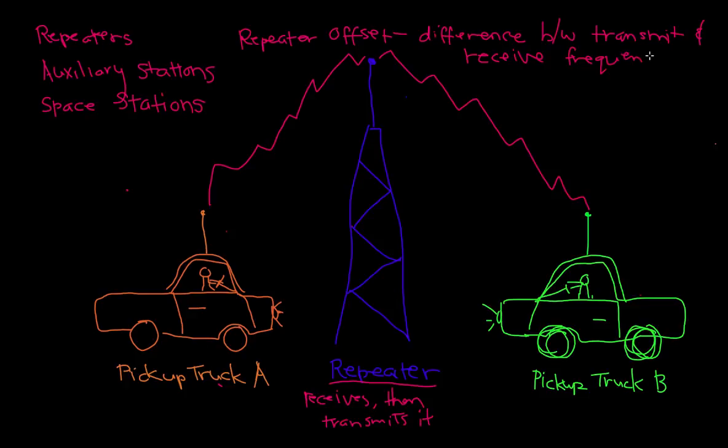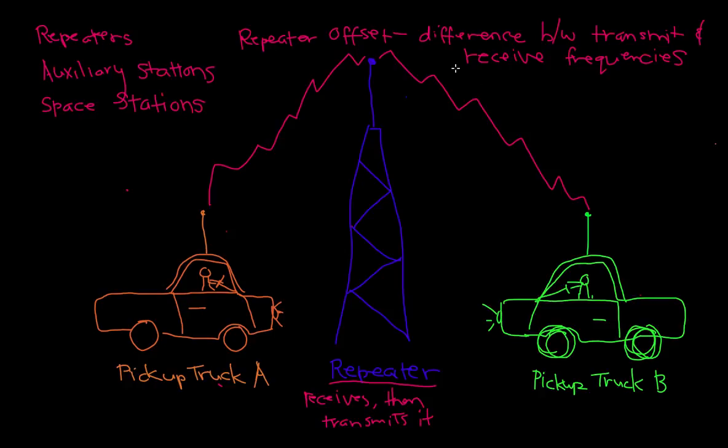They normally don't use the same frequency for both transmitting and receiving because this could cause some issues. It's generally better for them. They work better if there's a transmit frequency and a receive frequency. So yeah, the difference between them is called the repeater offset.